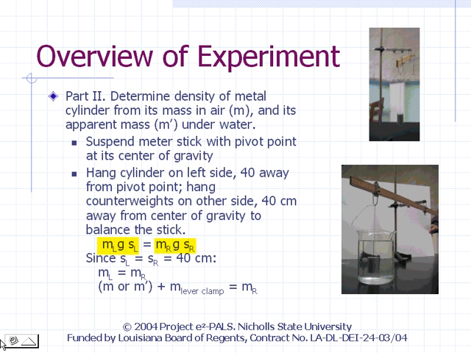Note that g cancels out. Since we set the pivot point at the center of gravity of the stick and hung the weights at equal distances from the pivot point, s sub L equals s sub r. Therefore, the mass on the left arm must be equal to the mass on the right arm when the stick is balanced.